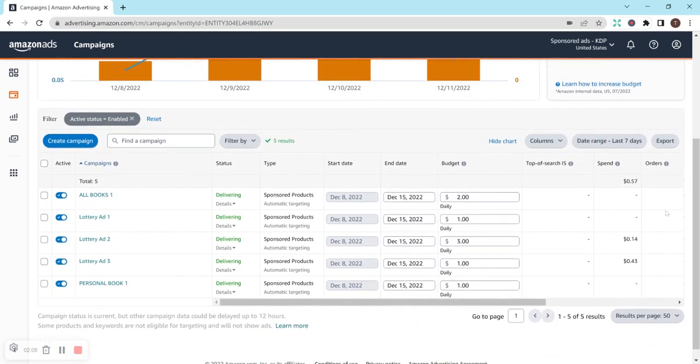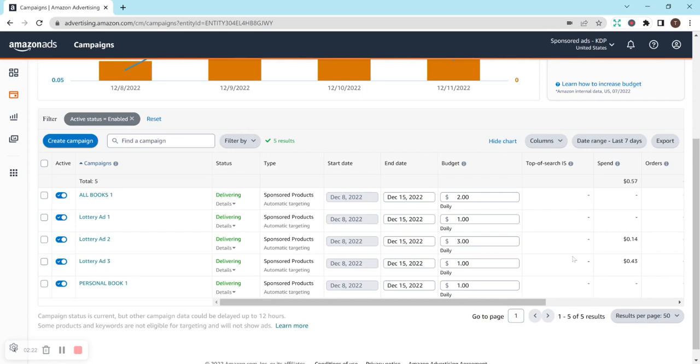And scrolling down, I've had 0 clicks on the all books, and 0 clicks on the lottery ad 1. Lottery ad 2 has had 14 cents. I did look at that, and I believe it is 2 different books. Lottery ad 3 has had 43 cents, and personal book none.